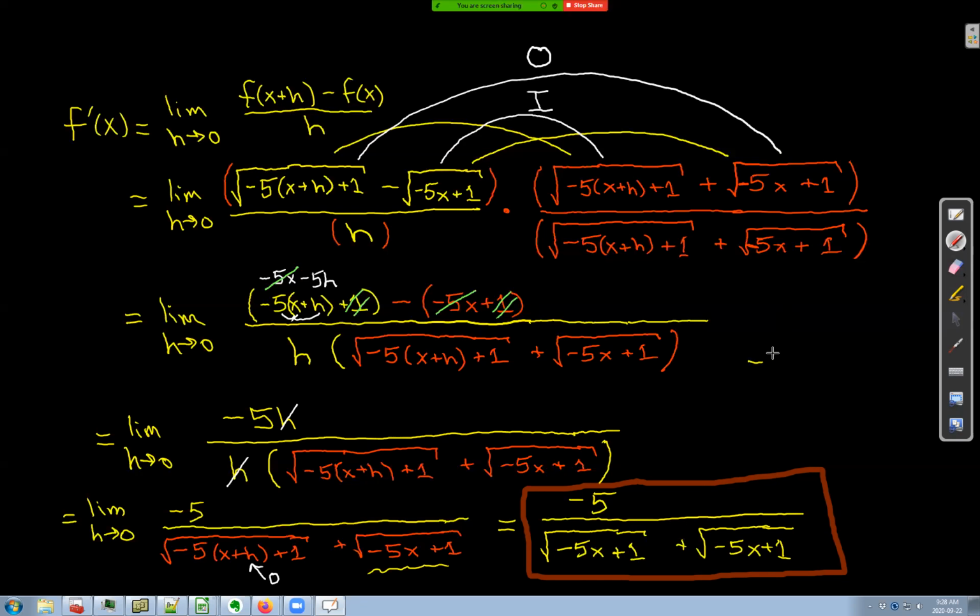So the simplest answer I could give, or the answer that involves the least amount of typing or writing, is -5/2 times the square root of -5x plus 1. Okay, so that's, I'll circle that too.